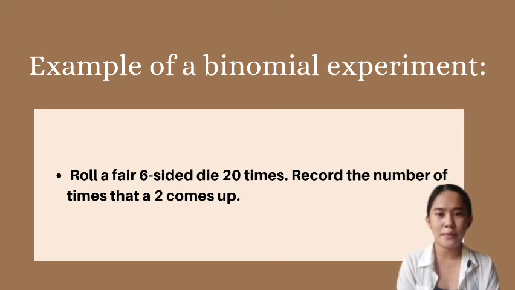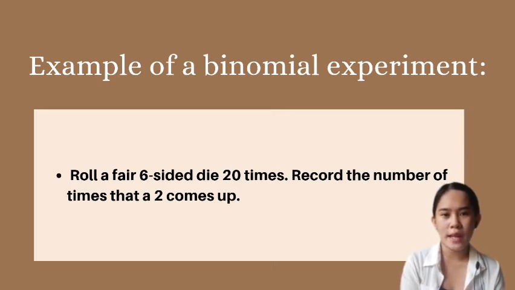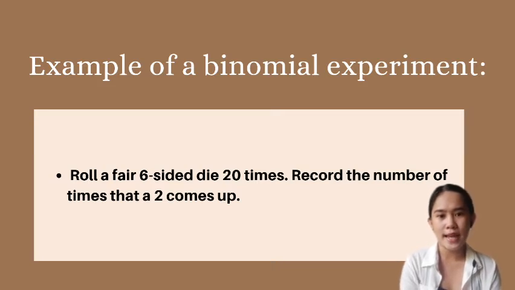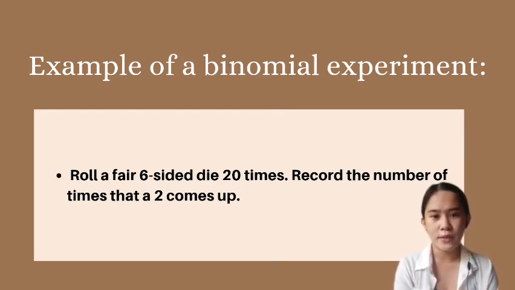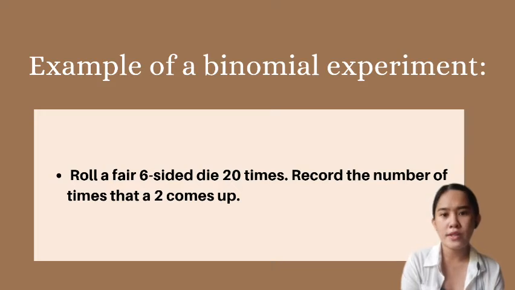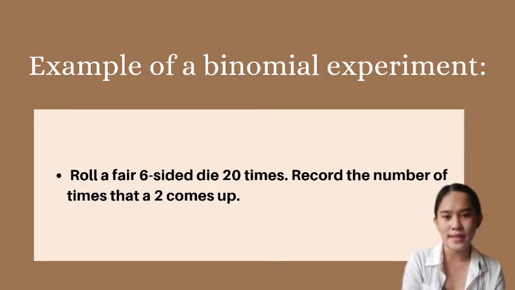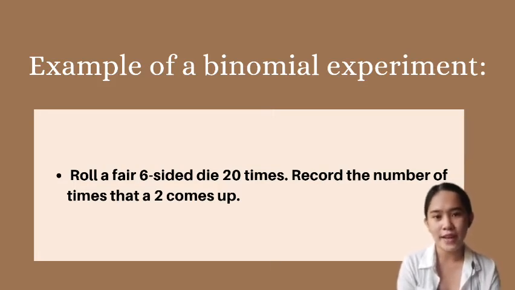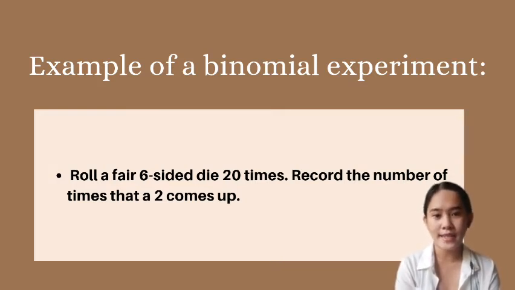Example of a binomial experiment. Roll a fair 6-sided die 20 times. Record the number of times that a 2 comes up. First, the experiment consists of n repeated trials. In this case, there are 20 trials. Number 2, each trial has only 2 possible outcomes. If we define a 2 as a success, then each time the die either lands on a 2, a success, or some other number, a failure. Number 3, each trial is independent. The outcome of one die does not affect the outcome of any other die roll. Number 4, the probability of success is the same for each trial.